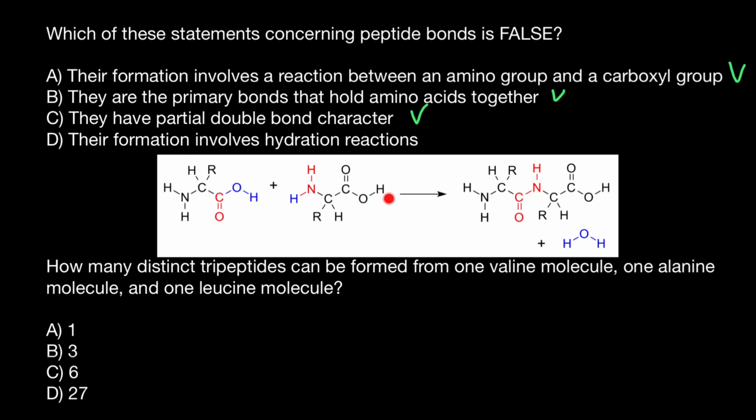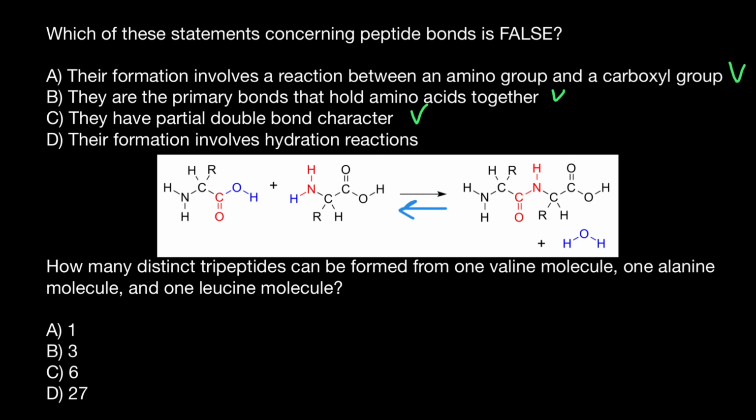And the reverse reaction would be hydrolysis or hydration reaction, when one molecule of water would be used to restore the carboxylic acid of one amino acid and is going to add hydrogen to the amino group of the other amino acid. So we say that this is hydrolysis or hydration reaction.